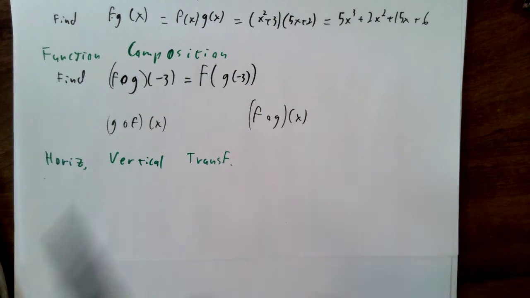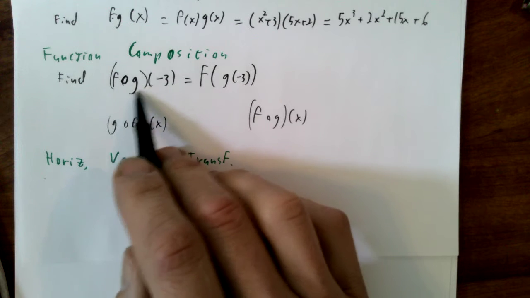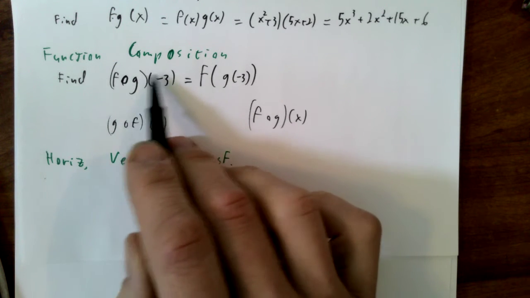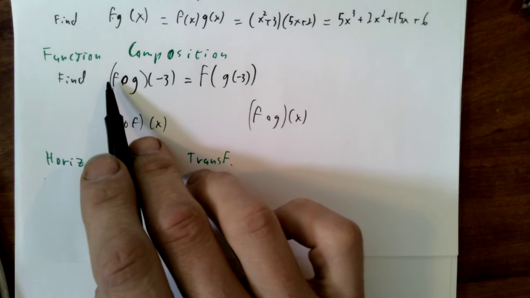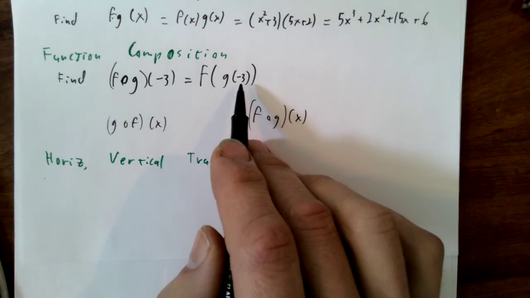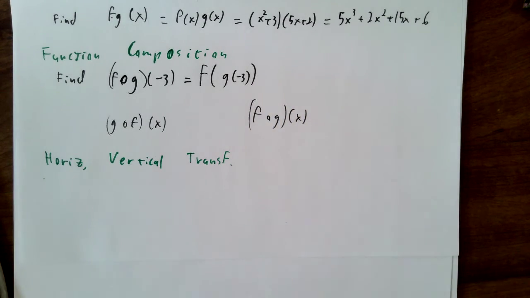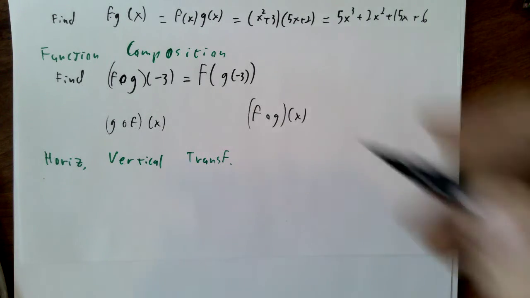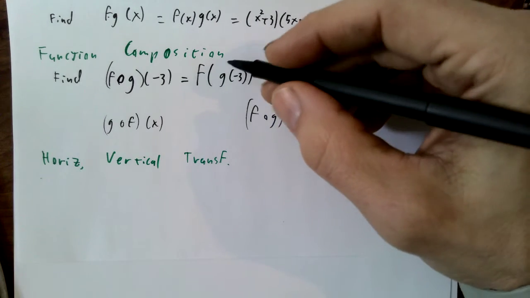That's what composition means. I've got a function here that the negative 3 is the input into, and then I'm going to take that result and substitute that into the f. So I'm doing f of whatever this comes out to. Got to do it in steps. Now I'm going to do what's inside parentheses first. So this is the function form of do what's inside parentheses first.